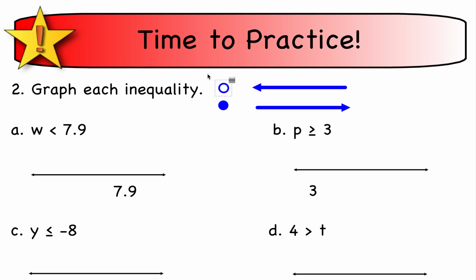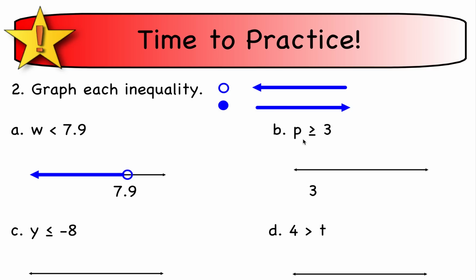Let's go ahead and do some practice. So the first one says graph each inequality. So letter A says W is any number that is less than 7.9. So remember, we have to read this from left to right, and it says W is less than 7.9. We don't have an equal to, so that's an open dot. So I'm going to go ahead and put an open dot on 7.9. And we want to shade to the left. So we want our arrow to go to the left. So if we were to graph the solution set, it would look like that.